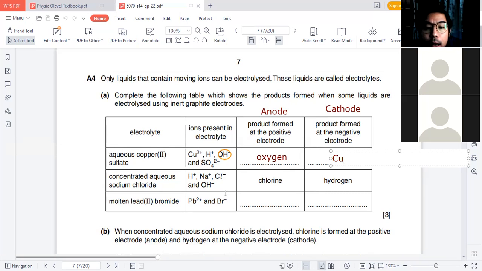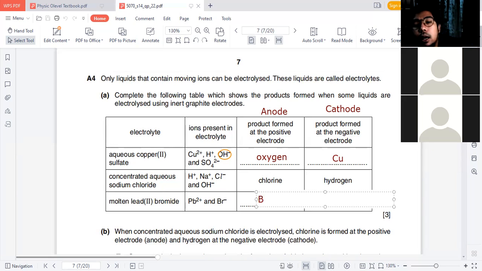Now the same applies to molten lead bromide. In this case there's no other choice, since that's the only anion and cation, so it's the only thing you can remove. The anode would be Br2, and the cathode would be lead, or Pb. Yes, so the product is bromine gas? Br2, bromine gas, yes. Remember, it's a diatomic molecule, and mostly it's a gas.